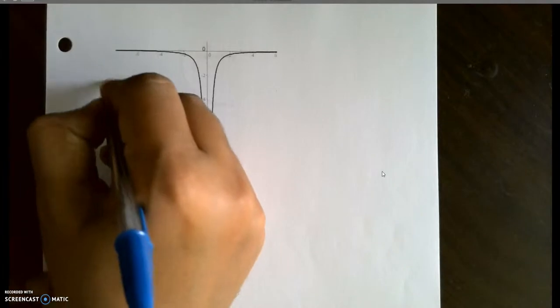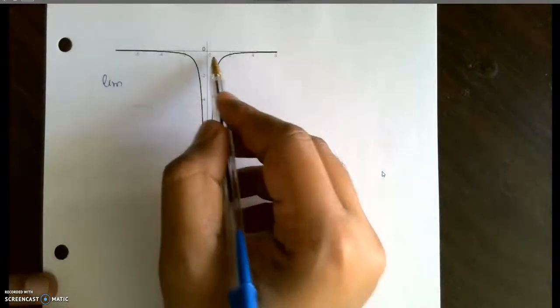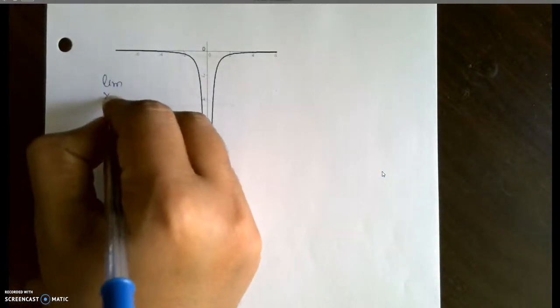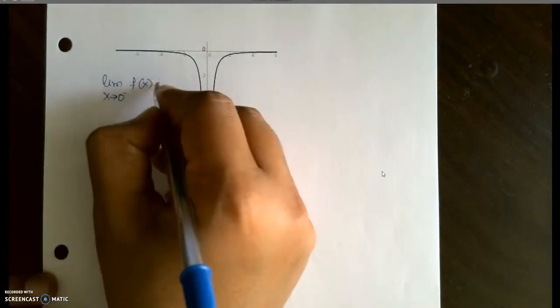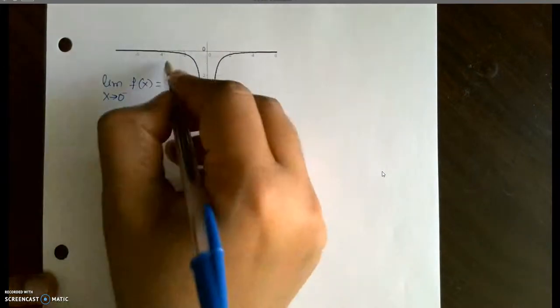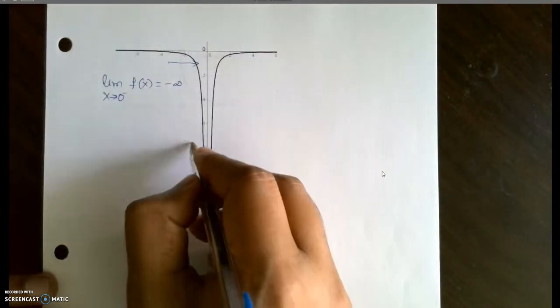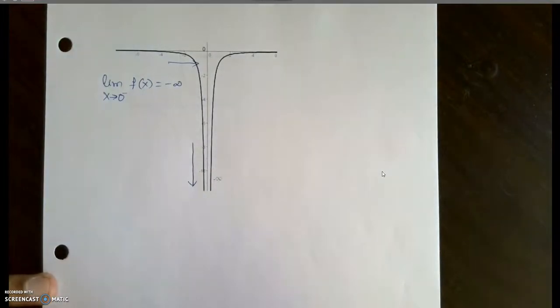Here you can see that, again at 0, you have a vertical asymptote. That means the left hand limit of the function at 0 is negative infinity. The reason is, as x approaches 0 from the left, the y value approaches negative infinity.